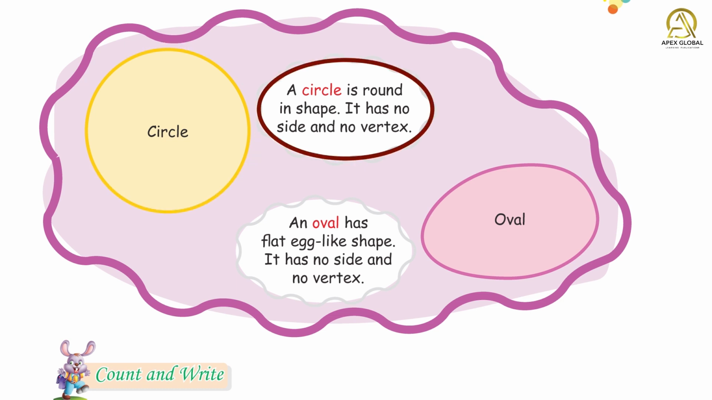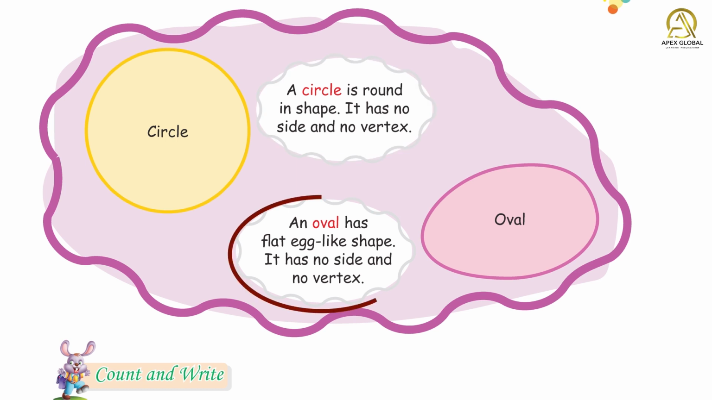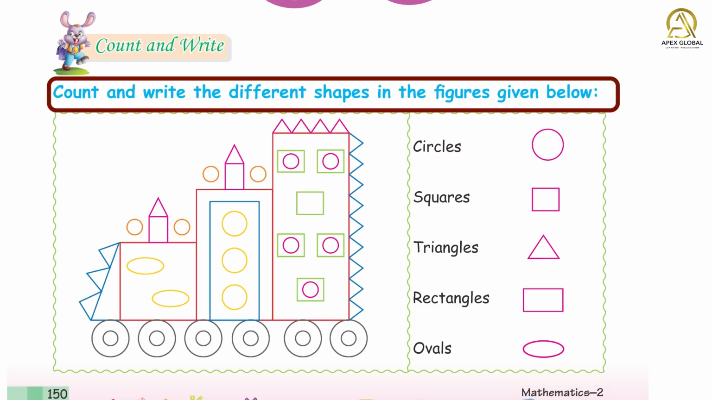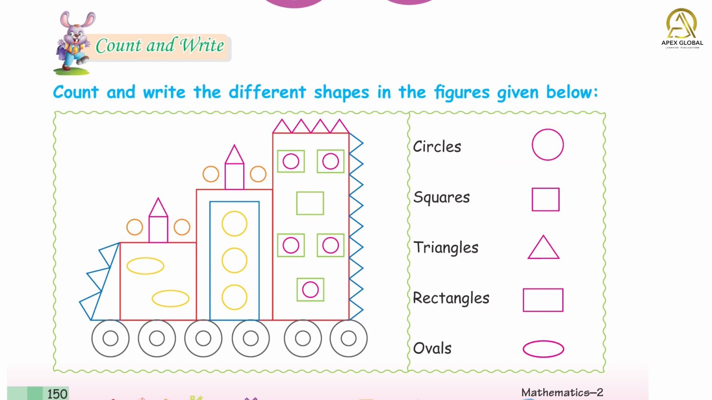Circle. A circle is round in shape. It has no side and no vertex. An oval has a flat egg-like shape. It has no sides and no vertex. Count and write the different shapes in the figures given below. Circles 24, squares 6, triangles 18, rectangles 6, ovals 2.